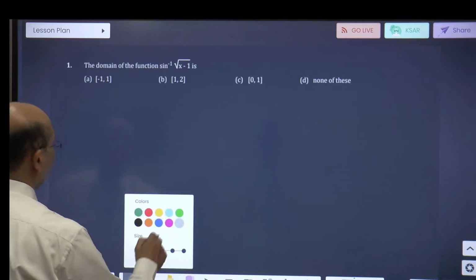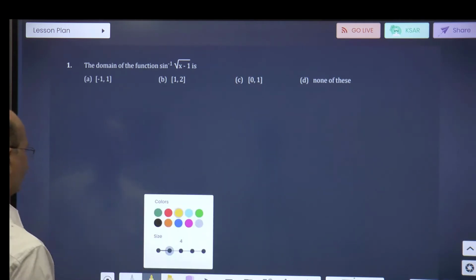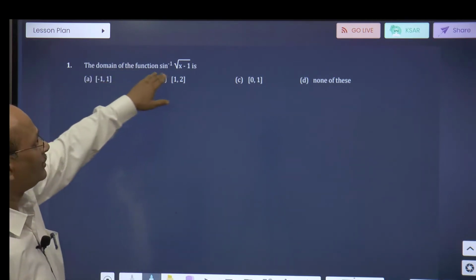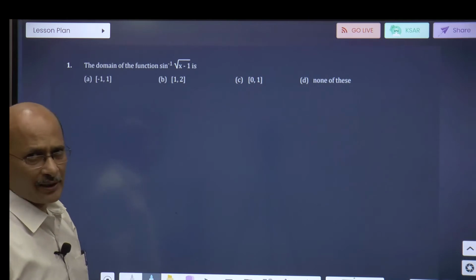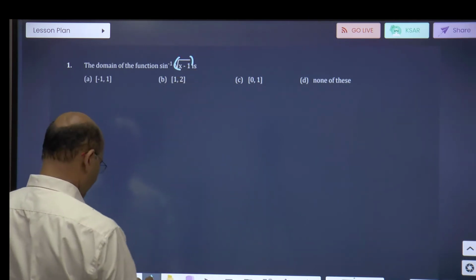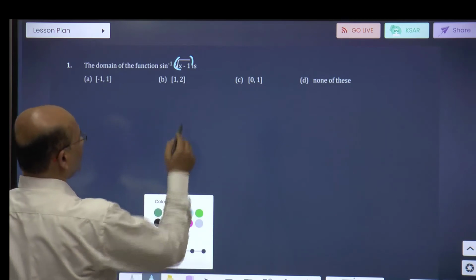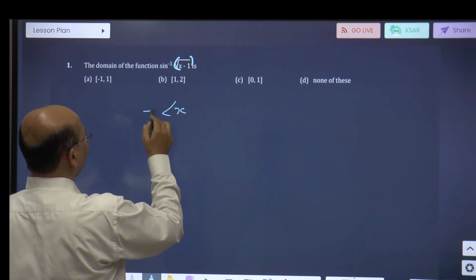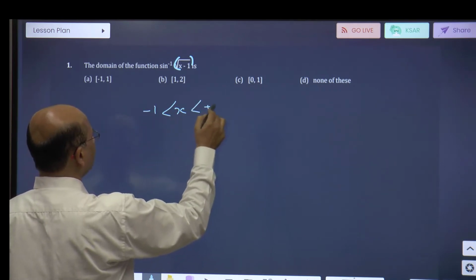Here we go with the first session. What is that? Let us see. The first question says: domain of the function sine inverse of root of x minus 1. Now remember one thing, the domain here, if this is the domain, remember normally the domain is between minus 1 and plus 1.